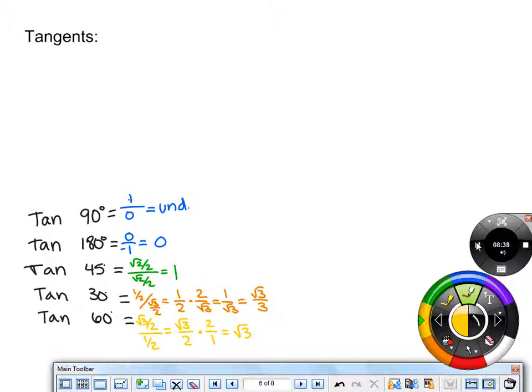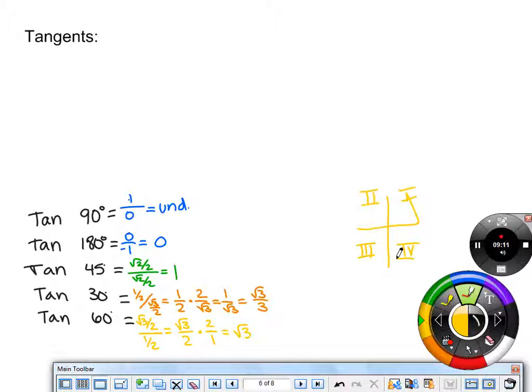Which quadrants will the tangent of 45 be positive? Quadrant 1 and quadrant 3. This is actually true for all tangents. In quadrant 1, the x is positive and the y is positive. So every time you calculate a tangent of anything here, a positive divided by a positive will be positive.